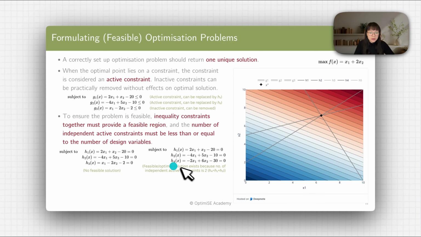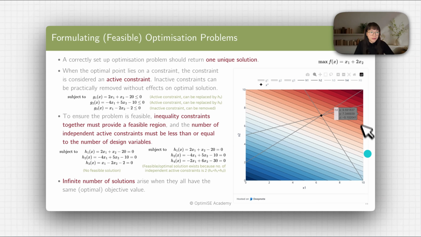So because this is not an independent constraint, we can remove it because it's just the sum of the two. In here, although there are three constraints, for independent ones, there are actually only two. So we still have a feasible solution, which is this point over here. Now, if we think about another extreme condition where we actually end up with an infinite number of solutions instead of one single solution or no solution, this would happen if you have a constraint that is a linear combination of the objective function. You can imagine it graphically as something like this constraint here, h5.